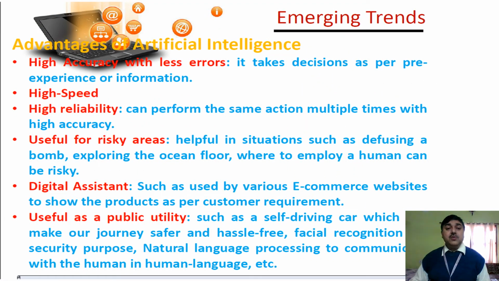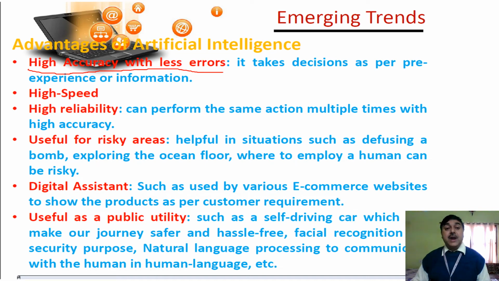So when we are using AI, artificial intelligence, obviously we must look at what advantages we are getting. The first and foremost advantage is high accuracy with less error. Previously, when the machine came, there were a lot of errors. Nowadays, with the machines being used, we can find the number of errors has been lessened, isn't it?